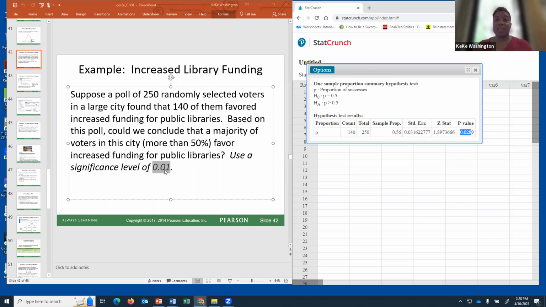Okay, so once again, when your p-value is greater than your alpha, you do not reject the null. When you do not reject the null, that means your data is statistically insignificant or insufficient. That means you do not have enough evidence to support your alternative hypothesis.